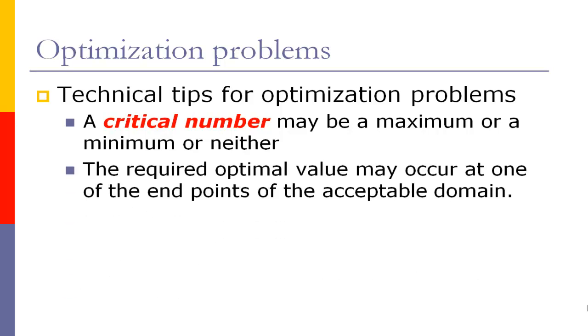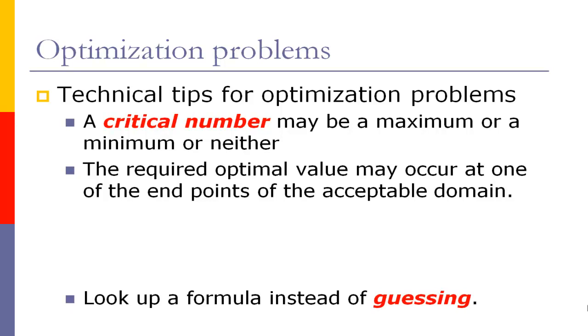Another thing to remember is that the required optimal value may occur at one of the endpoints of the acceptable domain. Remember, when your function is defined over a closed interval, the endpoints are also critical numbers, and you don't want to forget them in the analysis, because that's exactly where the best solution of the problem may be. It may be that you have to go all the way in one direction or the other in order to obtain the best results.